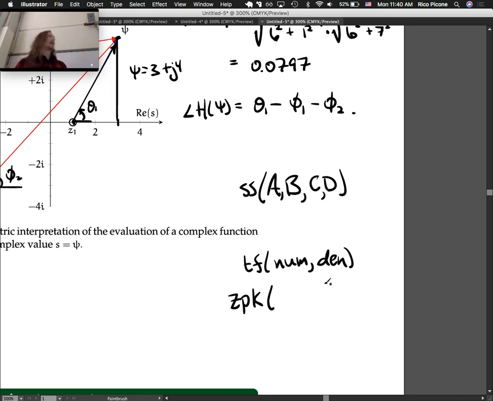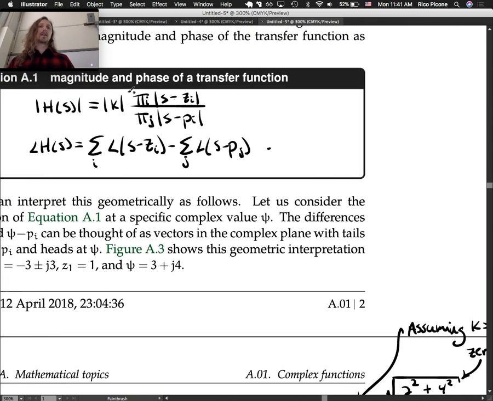And I'm hoping that this is the right order of the variables. I'm pretty sure that it is. You give it an array of zeros, then an array of poles, and then your gain value. If you know your zeros and your poles, you fully define your transfer function within some constant k, which is the same k that we're talking about here. So those are three ways of specifying a system in MATLAB.